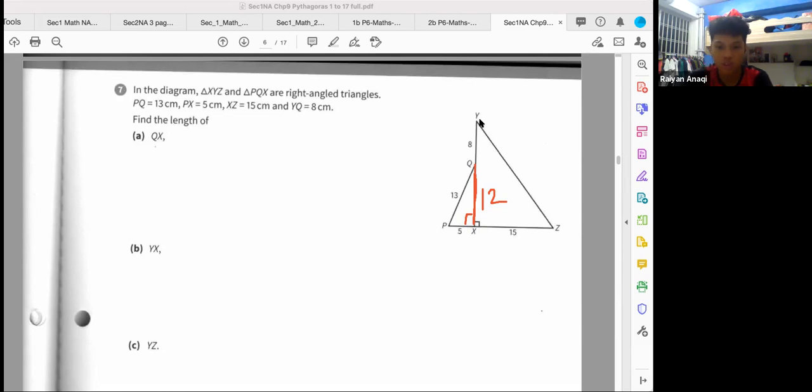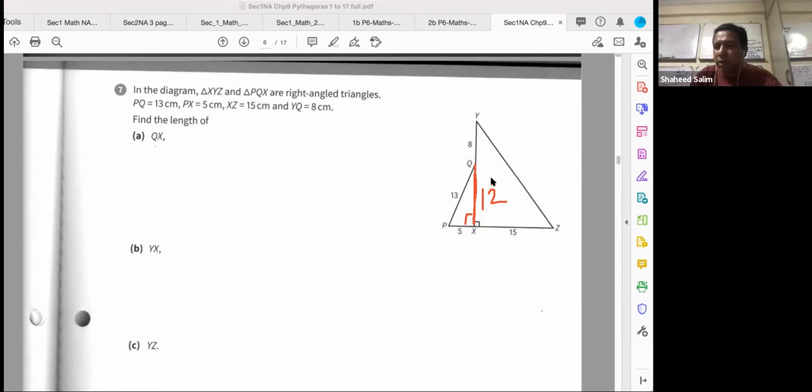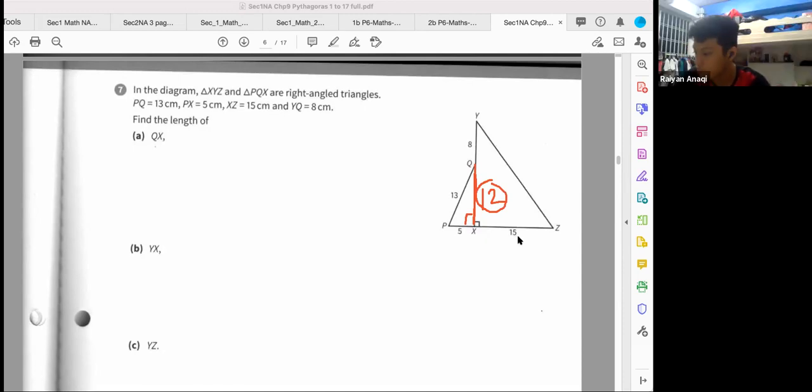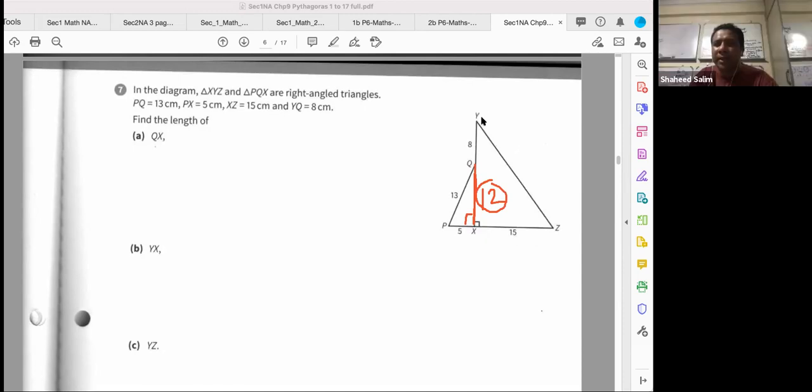Do I have to take 12 square, or just 12 plus 8? 12 only. Only 12, because you no need to square. Square is when you use Pythagoras. Now here we don't need to use Pythagoras. So your answer is 20. 20. Okay. So you need to find YZ now. This one down here.